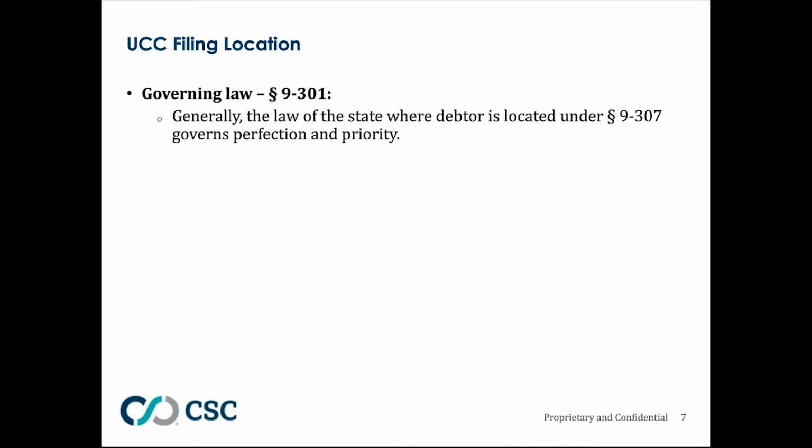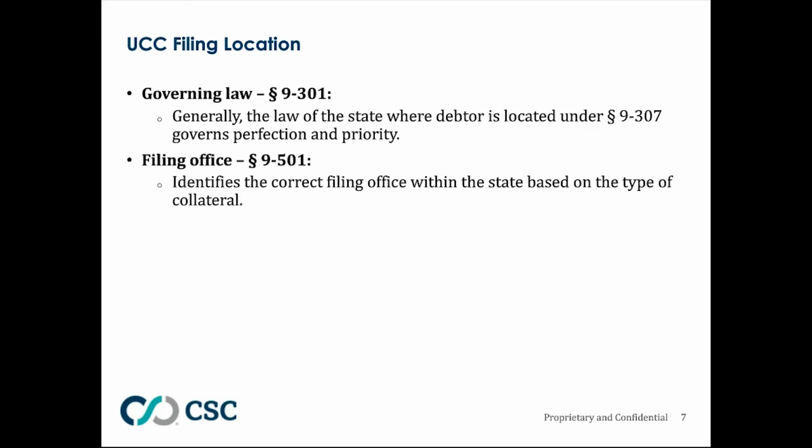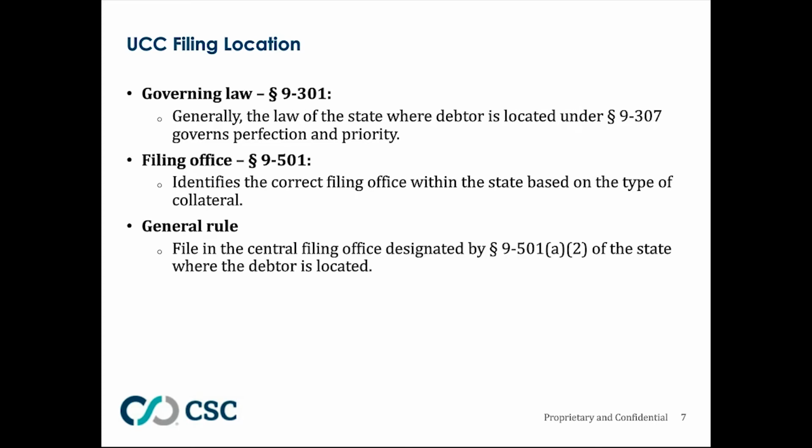It begins with determining which state law governs perfection and priority. Generally, the law of the state where the debtor is located is going to govern perfection and priority. So the state where the debtor is located is typically the state in which to file. Once the location of the debtor is determined, then it's necessary to look at UCC Section 9-501 as enacted by the state where the law governs perfection and priority, and this will point the filer to the correct filing office within the state. Now, the general rule under Article 9 is that for most types of collateral anyway, the place to file is the central filing office of the state in which the debtor is located.